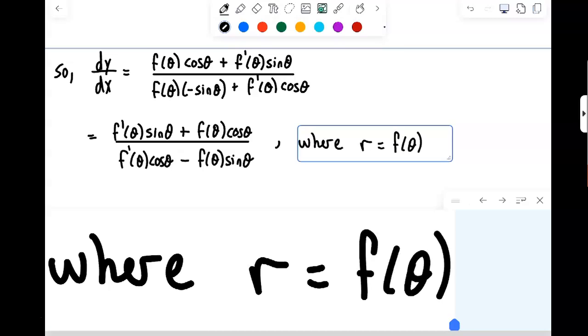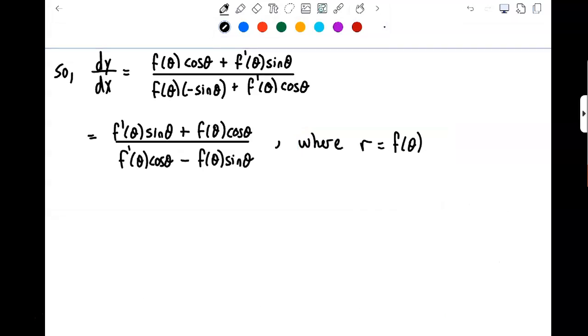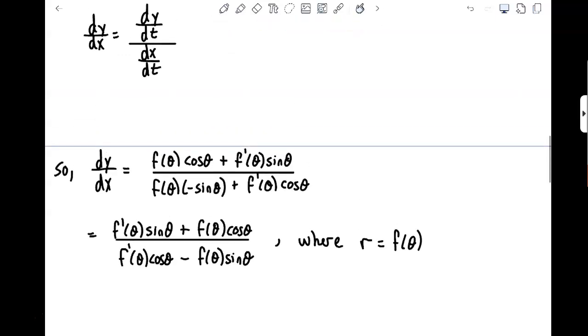Okay. And so this formula will give us the slope of the xy graph, the derivative of the xy graph, at that given theta value. So this is the derivation of it. We're going to look at a couple of examples, putting it into use in some of our upcoming videos.